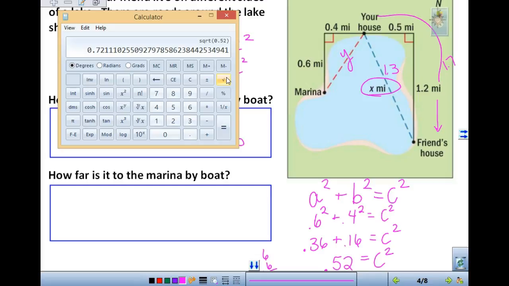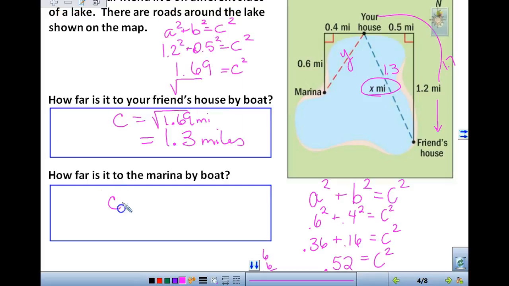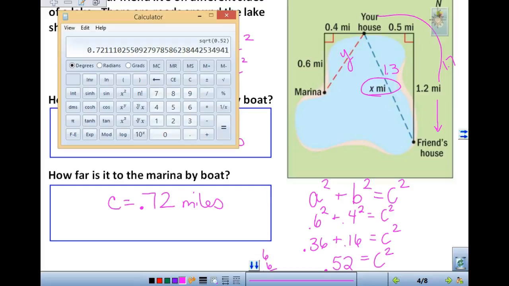It's the longest side. But people don't think that 0.7211102 is right. So here's the deal. C here was equal to 0.72, in this case, miles. And when you have that number on your calculator, hit the square button. This is 0.72111, and when I hit square, it gives me the 0.52, right? So that's how you could check if you did it right.